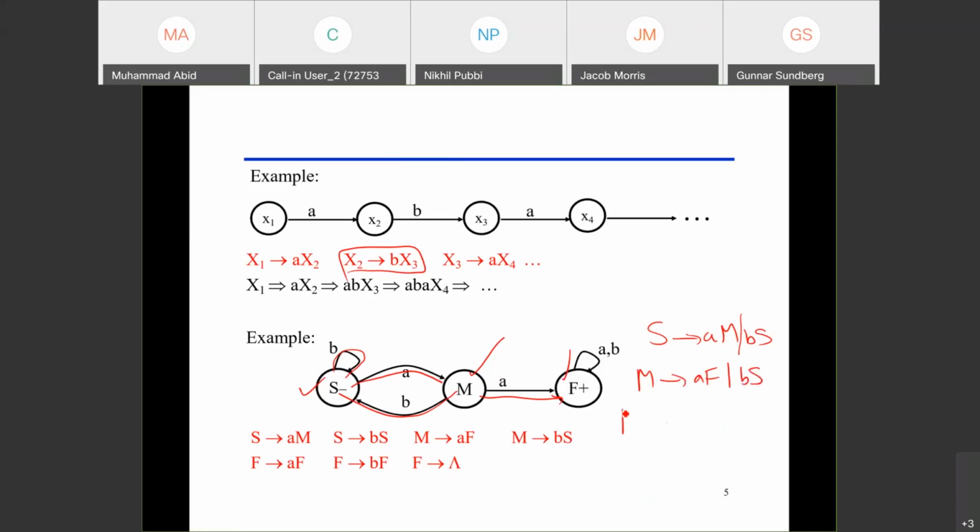And then we can say F can be replaced by AF, BF, lambda. So still it is 1, 2, 3, 4, 5, 6, 7 production rules, but because they are replacing the same non-terminal, so instead of writing two individual production rules for S and two individual production rules for M and three individual production rules for F, we combine them and we write in short.